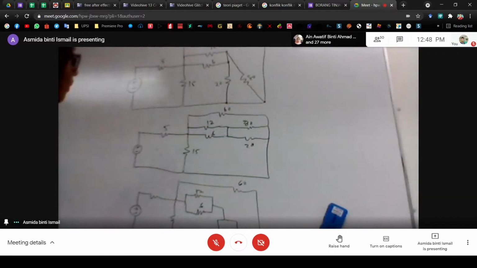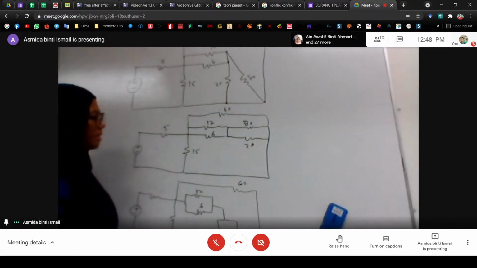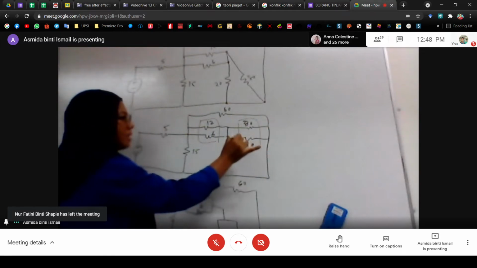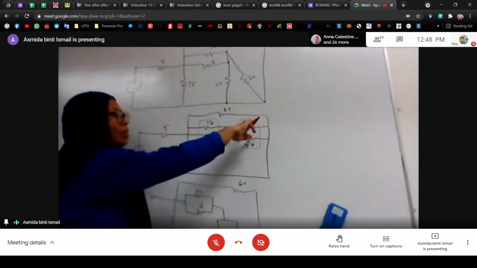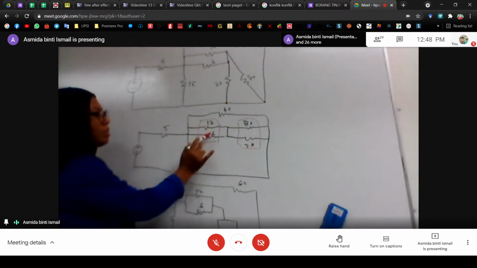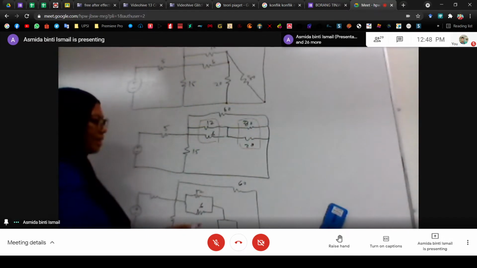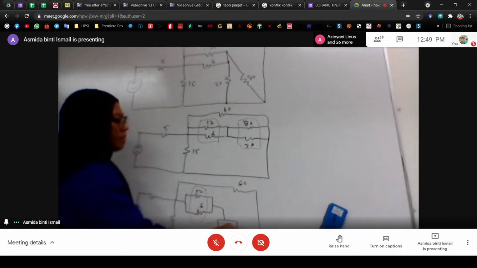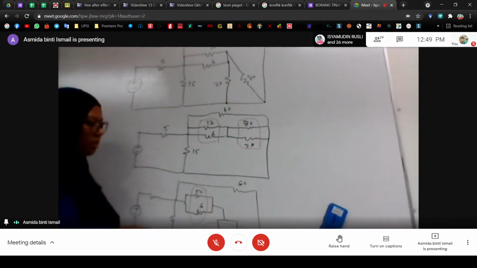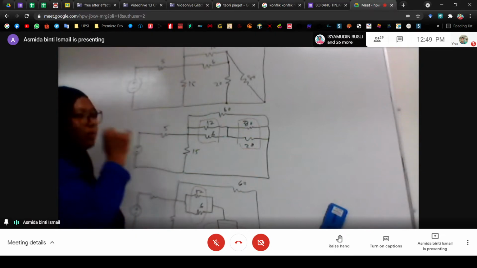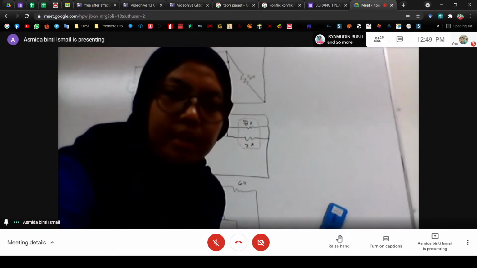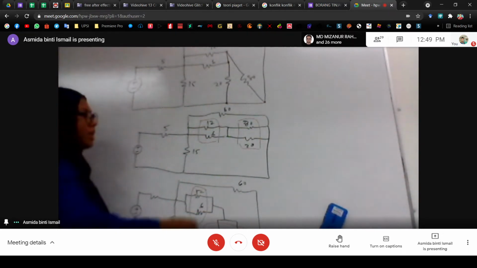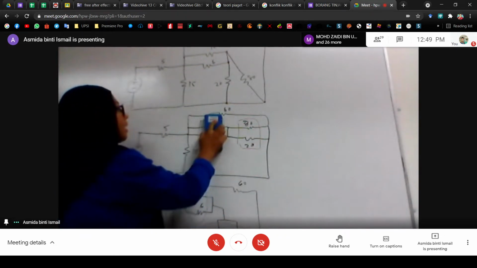Okay. And then we can look at this. This one is a parallel. This one is parallel. So we can combine these two and we can combine this. Okay. We combine these two and we combine this two. Okay. The same. Sama juga dengan ni. This is the parallel. Okay. So we can combine this and we can combine. After we combine this one, we can get this. Okay. Lepas combine ni, dia boleh jadi satu je.